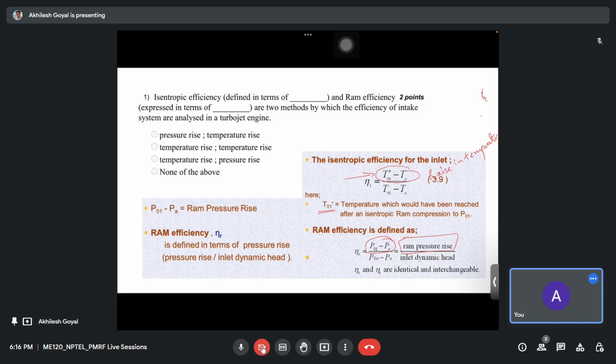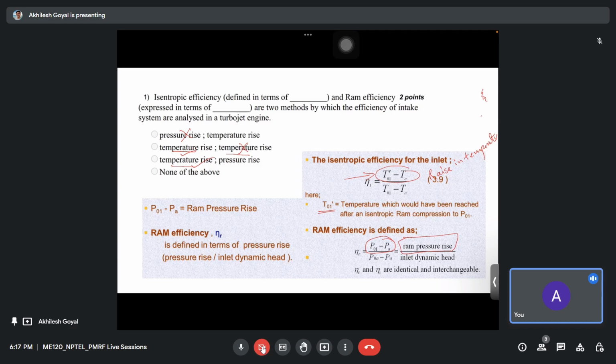Okay, so let's look at the options we have. Isentropic efficiency in terms of pressure rise, no. So the first option is wrong. Second, the isentropic efficiency is defined in terms of temperature rise, right? And RAM efficiency in terms of temperature rise, no. The third option is isentropic efficiency in temperature rise, right?